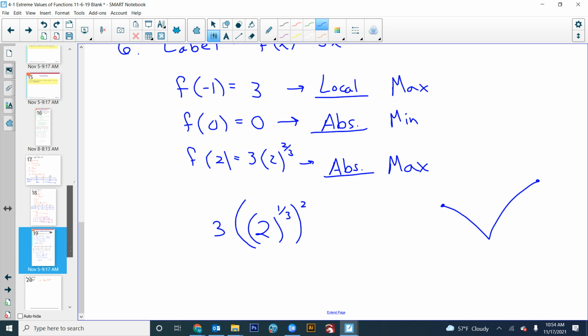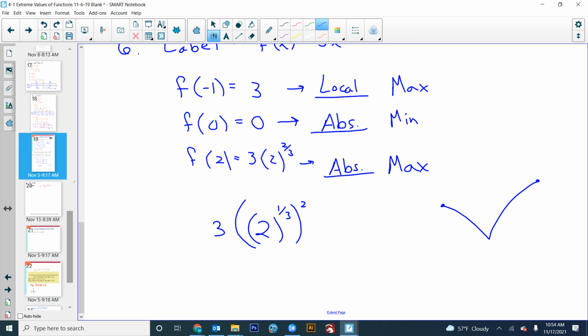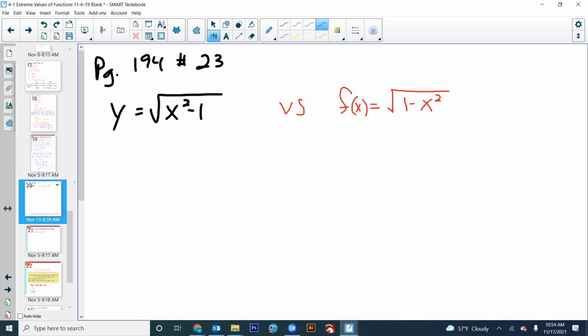Awesome. All right. One thing I will warn you about. When you do problems like this, you need to write the domain first. Write the domain first. It's going to help you. What is the domain of this?